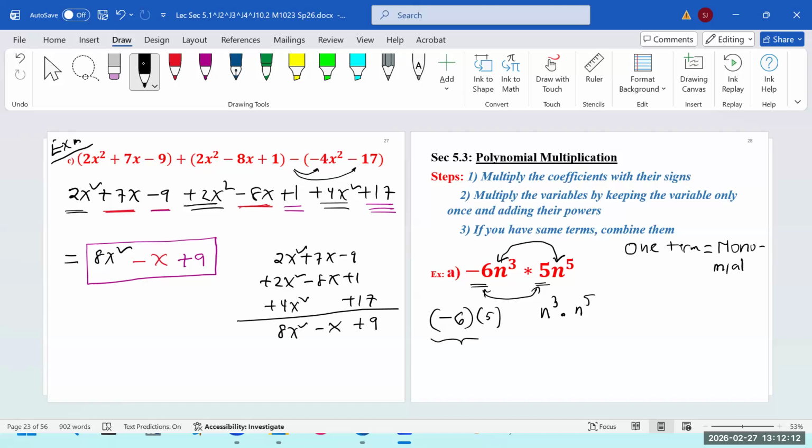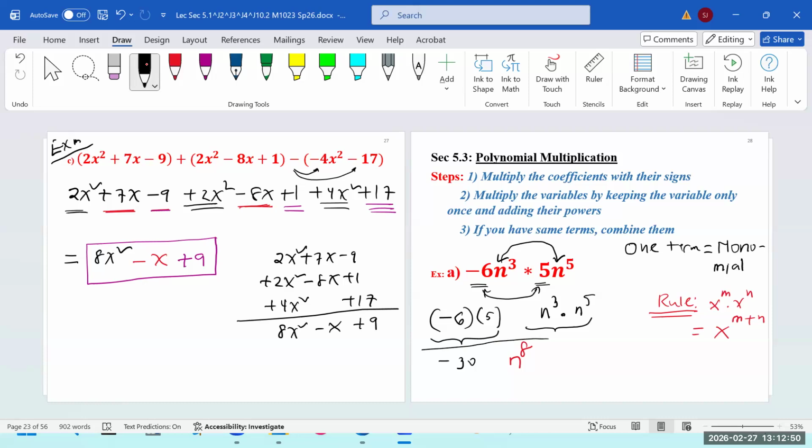Now multiplying numbers is easy. We are used to this. What is negative 6 times 5? Negative 30. And now for this, we are going to go to our exponent rules. Do you remember the exponent rule we had before? If you have x to the m times x to the n, what do you get? M plus n. We add the powers. So for n, we get n to the power 3 plus 5. That gives us 8.